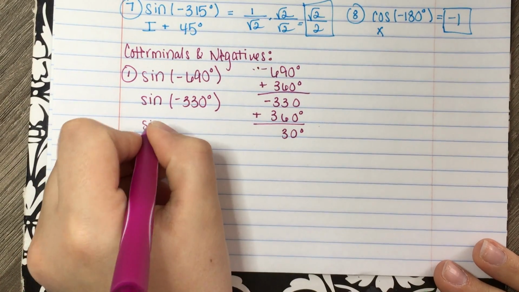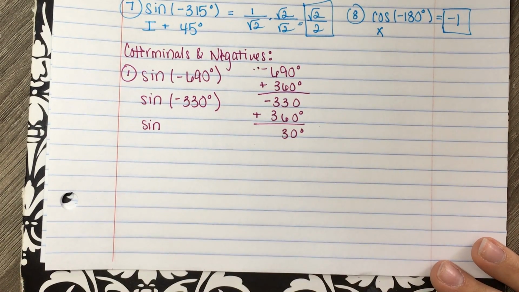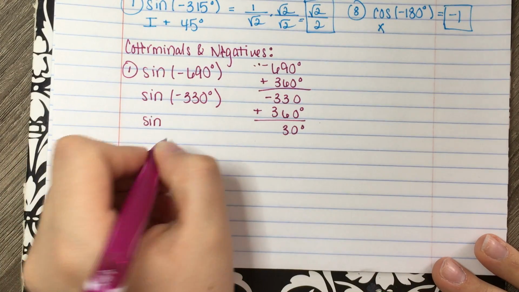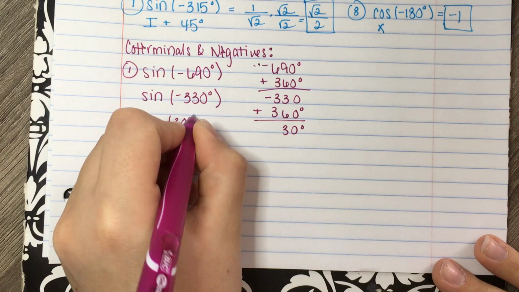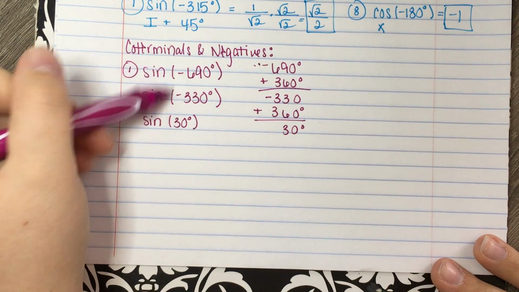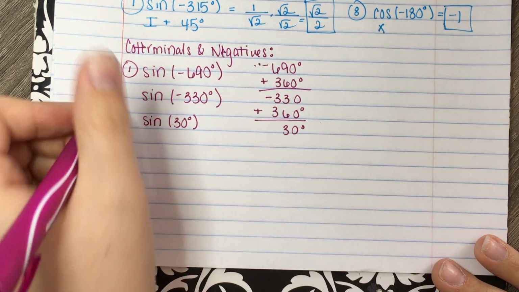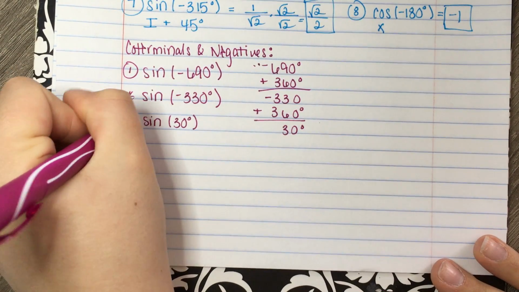But I just want to show you here that sine of negative 690 and sine of negative 330, and here's the last one, sine of 30 degrees, are all equal. So these 3 angles are coterminal. If you just added 360 in your calculator, you'll see these 3 angles. So you could use either this one or this one to evaluate.